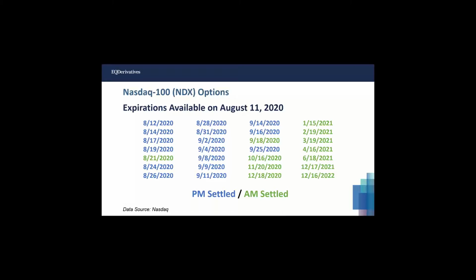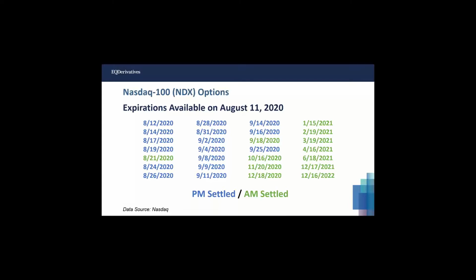I took the expirations that were available as of a week ago today, August 11th, which was my due date for this webcast. Everything that's blue on here is Monday, Wednesday, Friday, excluding the third Friday options. And then you can see as we go farther out in the expiration calendar, those are all AM settled contracts.